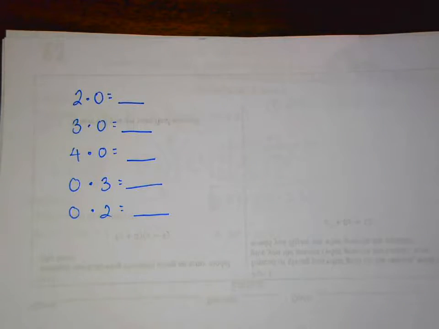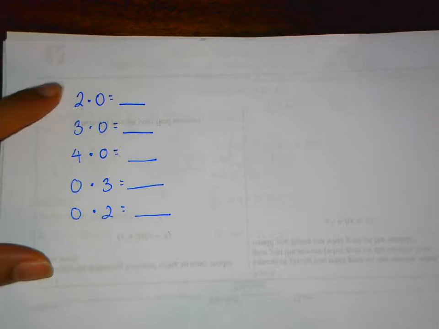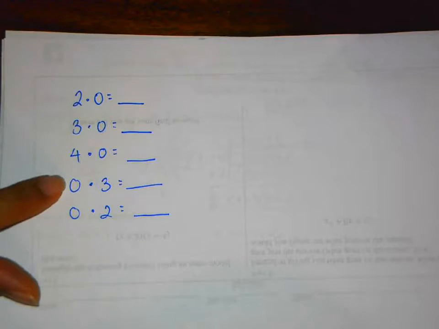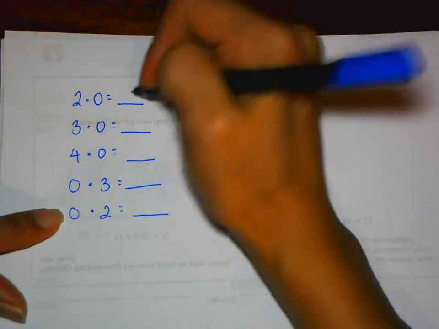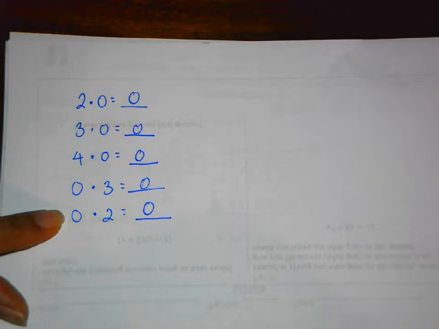All right, now that we have talked about factoring, let's talk about solving. But before we solve, I want you to think about a couple of things. Look at this list of multiplication: 2 times 0, 3 times 0, 4 times 0, 0 times 3, 0 times 2. I'm sure that you've noticed by now that all of these equal 0. And that's because anything times 0 is equal to 0.